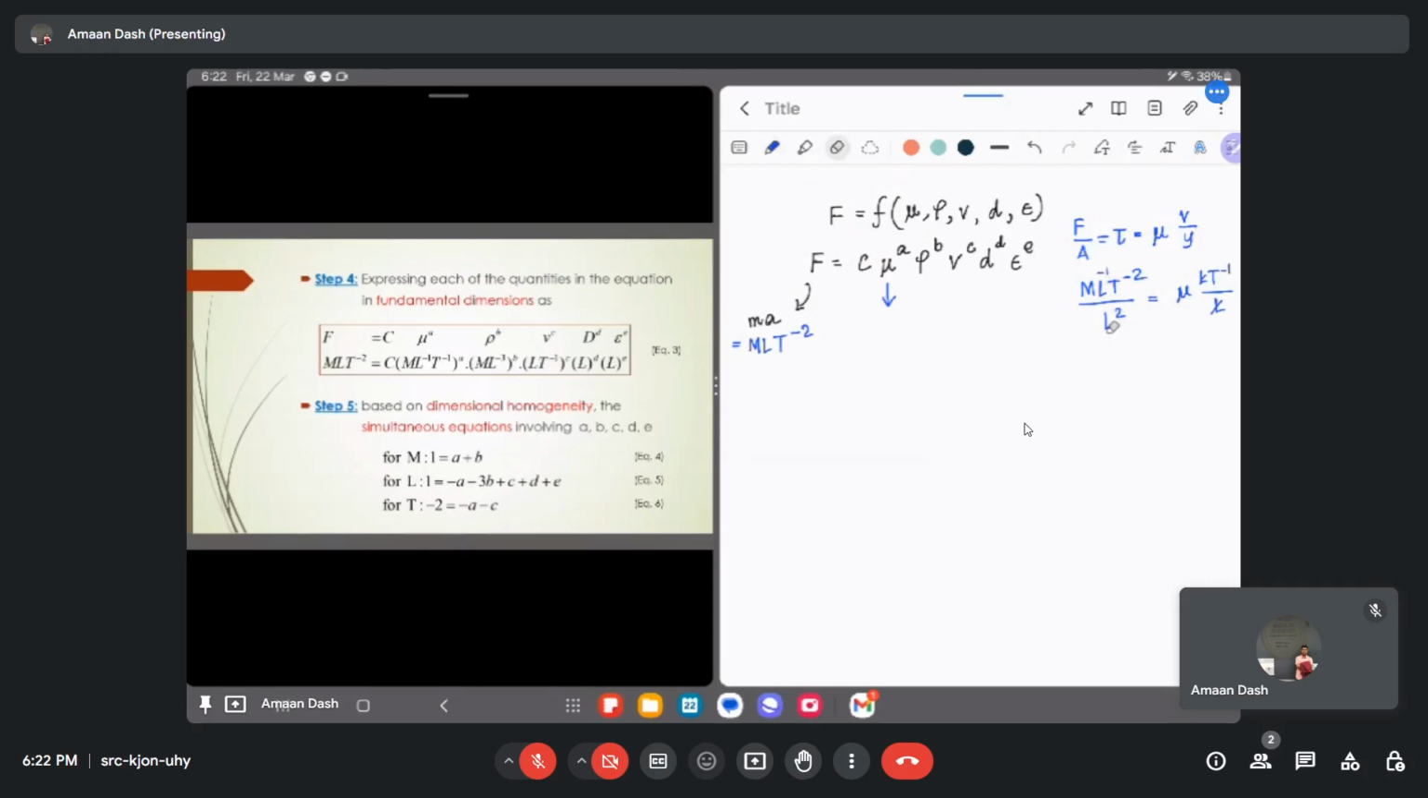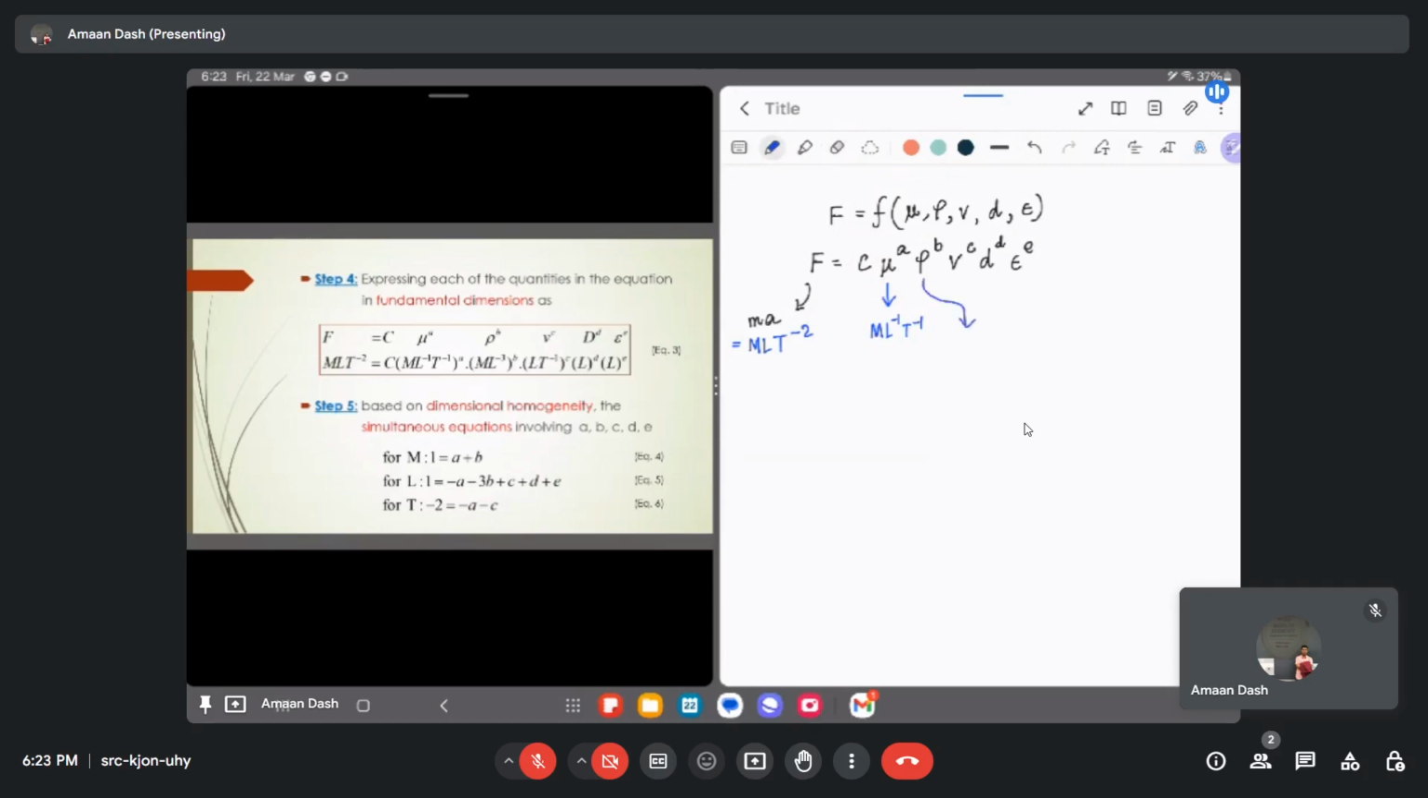This is 1 minus 2, so minus 1. The T to the power minus 1 comes to this side and it will be minus 1. So this is the dimension of viscosity. We can write M L to the power minus 1, T to the power minus 1.